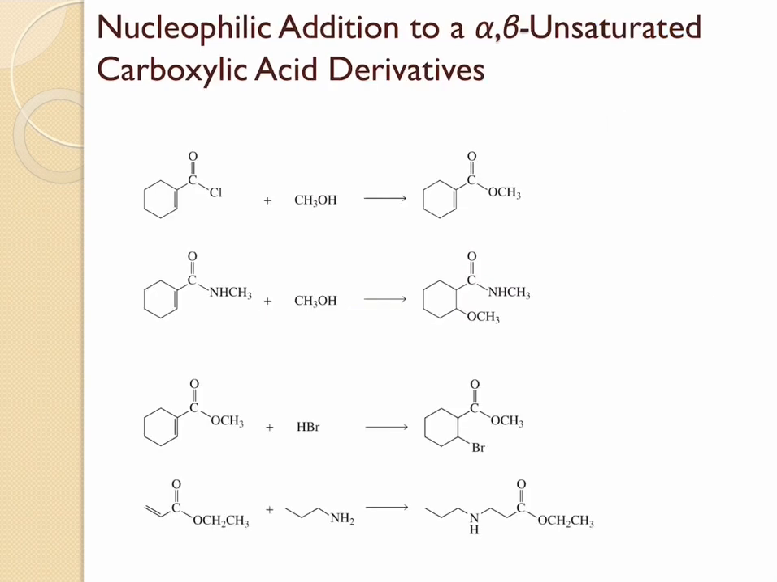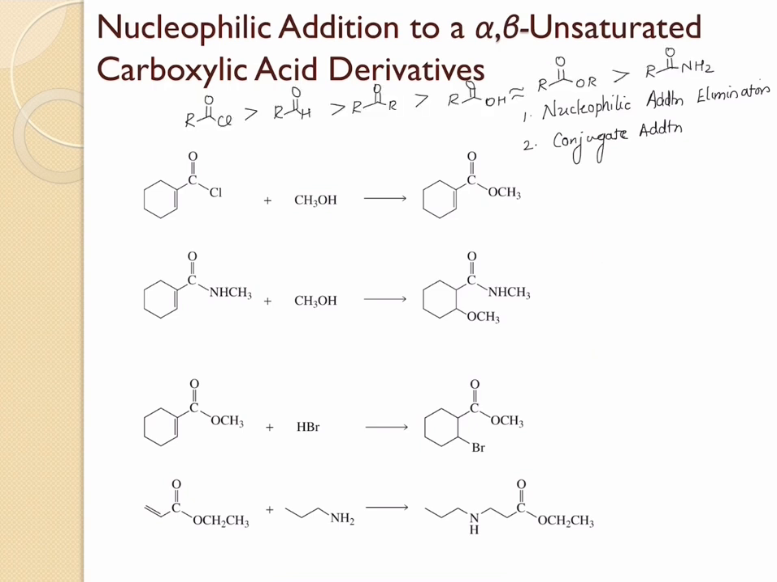When a nucleophile reacts with alpha-beta unsaturated carboxylic acid derivatives, it has got two options. One is to undergo a nucleophilic addition-elimination reaction, and the other one is to undergo conjugate addition. But which of these will be favored? It's going to depend on the reactivity of the carboxylic acid derivatives. Here is the relative reactivity of different carboxylic acid derivatives. You can see that the acid chlorides are more reactive than aldehydes.